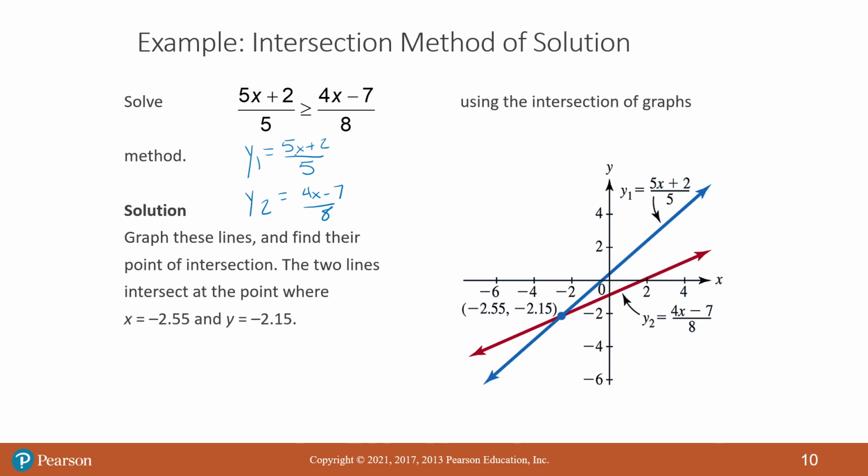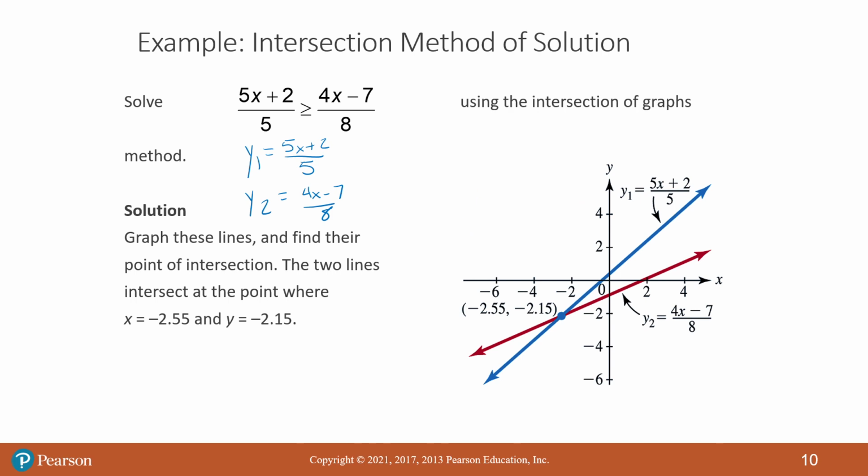Take a second to do that. Put in your y1 on your calculator, the 5x plus 2 over 5, and then put in the y2 on your calculator, the 4x minus 7 over 8. Then hit the zoom button and go down to zoom standard and hit enter. If you do so, you should get a graph that looks really similar to what we're seeing graphed over here on my page.